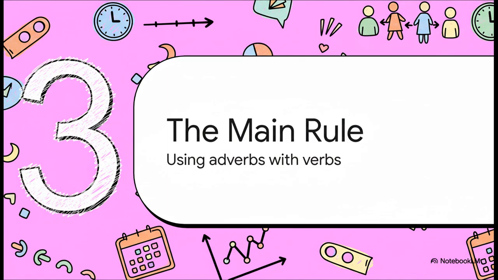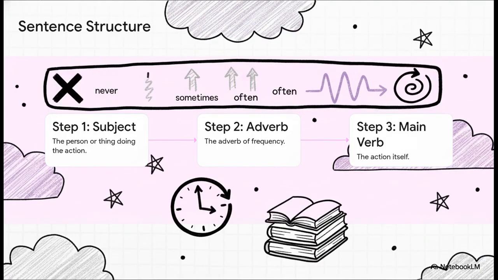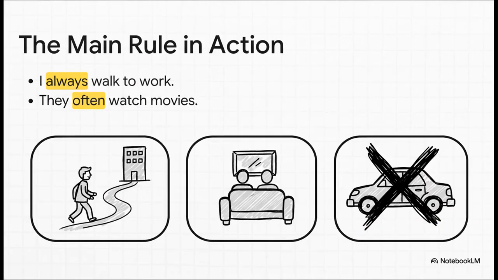All right, so we know what they are. Now for the big question. Where do they go in a sentence? This is the most important part. But don't worry, there's one main rule that's going to cover you for almost every verb out there. And here's the magic formula. It goes subject, then the adverb, then the main verb. The one thing you absolutely have to remember is that the adverb comes before the action. Say it with me, before the main verb. That's the key. Let's look at some examples so you can see what I mean.